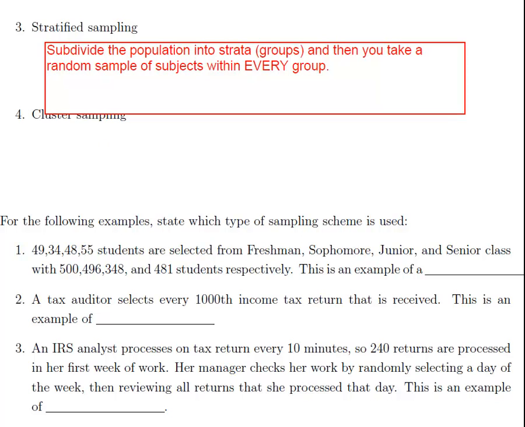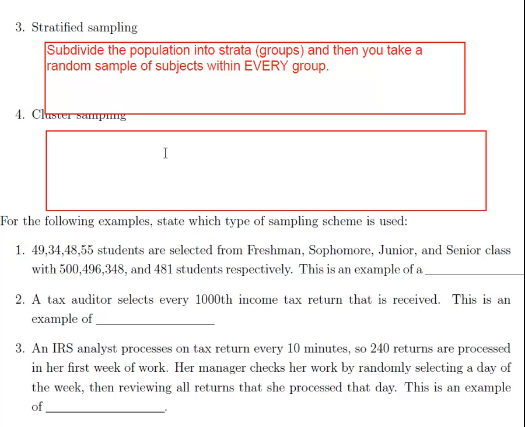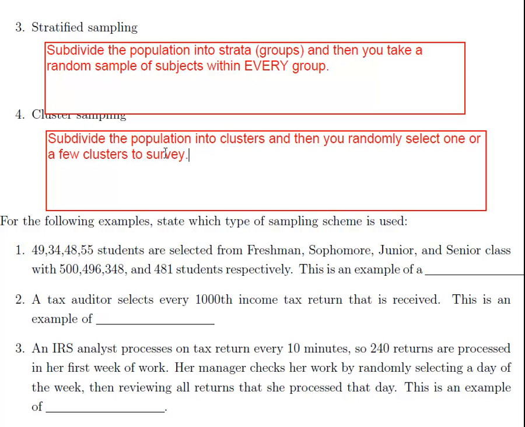All right, and then a cluster sample, you subdivide the population into clusters or groups. So it starts out the same way as a stratified sample, and then you randomly select one or a few clusters to survey. Within each cluster, you survey everyone.